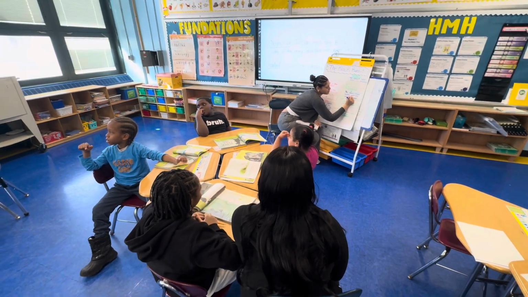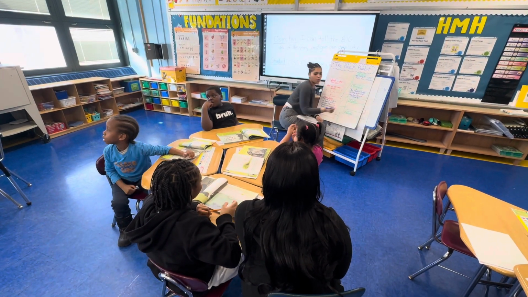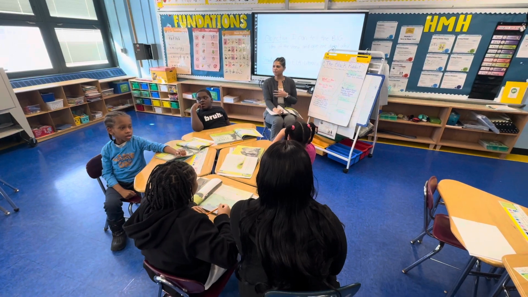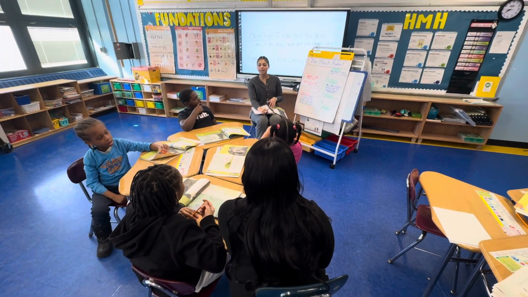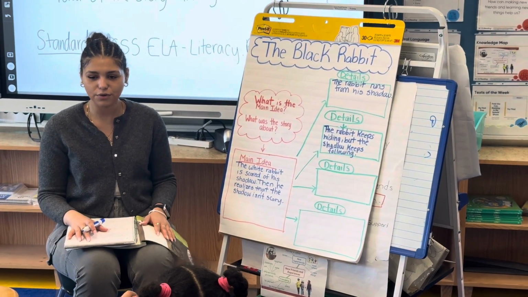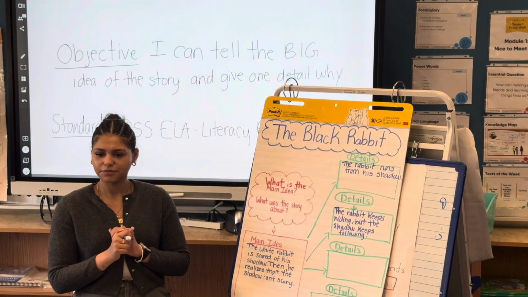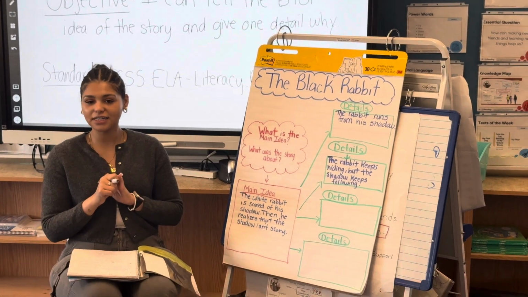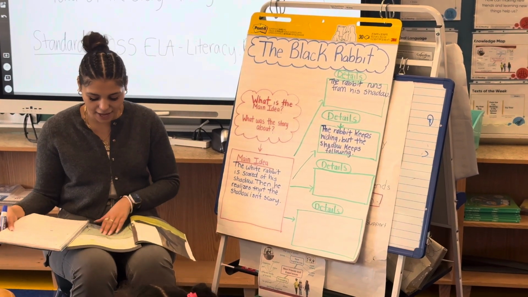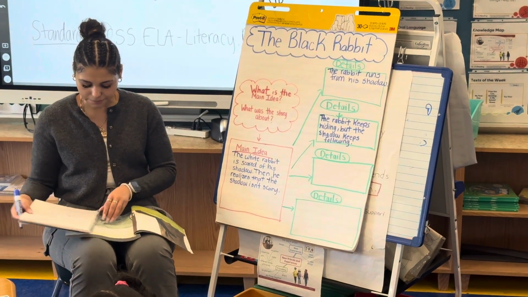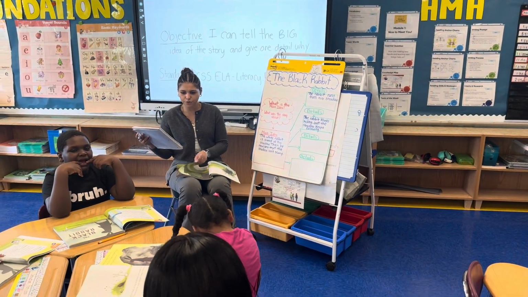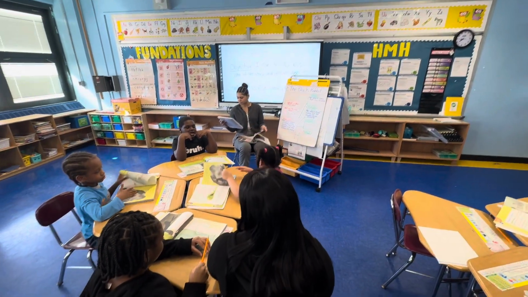So the rabbit keeps hiding, but the shadow keeps what? Does the shadow keep following him? Yes. And why can the rabbit keep seeing his shadow? Because how was it outside? It was morning. Sunny. Yes. Good job. So let's turn to the page where the wolf is in the woods.